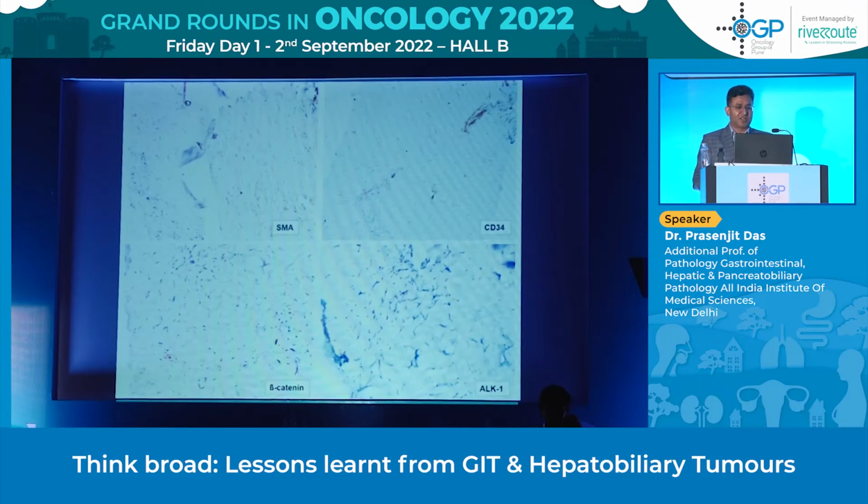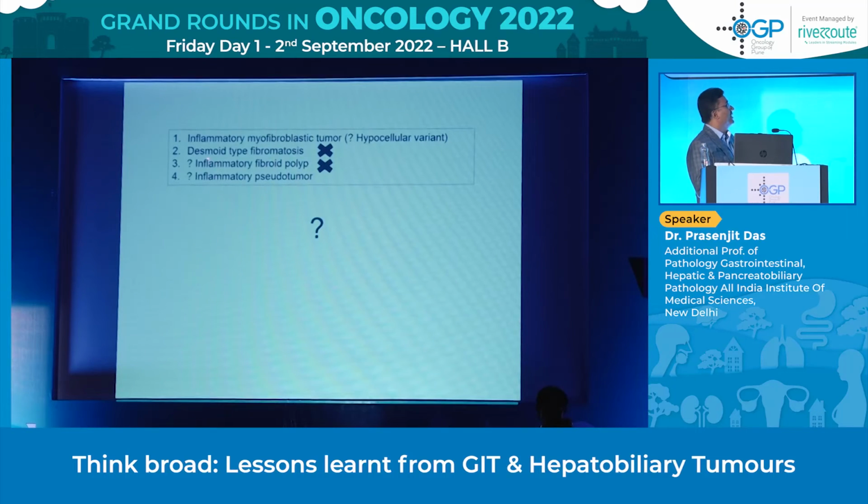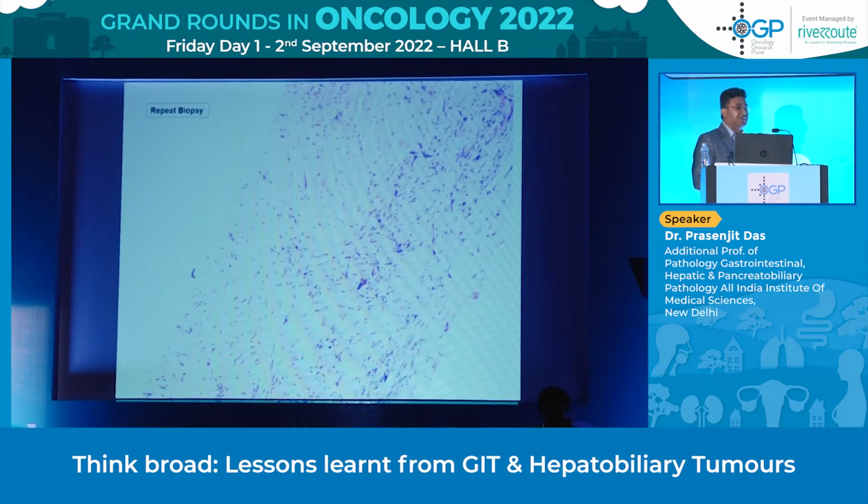inflammatory fibrous reaction? We did SMA stain, very few cells were positive, CD34 was negative, so inflammatory fibroid polyp you can rule out. Beta-catenin is negative, a desmoid type of fibromatosis you can rule out. ALK1, though it can be negative even in IMT, did not support our differentials. So we are still with some differential if it is IMT or an inflammatory reaction. When we discussed with our clinicians, they went ahead with a second biopsy. It is a repeat biopsy, similar pattern, again inflammatory cells. It is from the other area, other pole of the tumor.